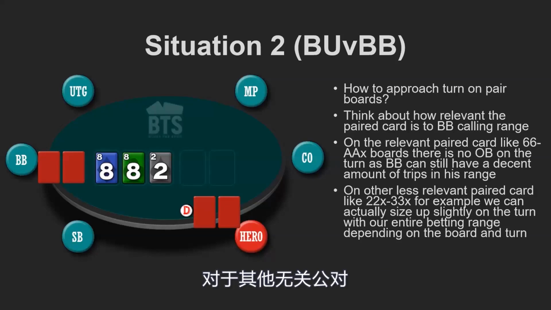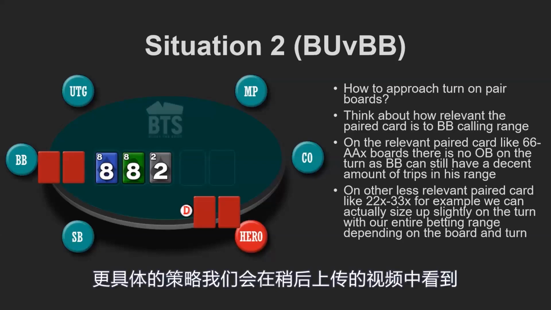On other less relevant paired cards, like deuce-deuce-x, 3-3-x, we can afford to be putting more money into the pot. So for example, if the board is 8 deuce, turn 10, I would stick with a regular 2/3 sizing with my entire betting range. But if the board is, for example, 8 deuce deuce, turn jack, then we can actually size up with our entire betting range and bet something like 90% or 100% pot. We're going to be talking about that. I'm going to be diving into that a bit more in the video that will be coming up shortly.